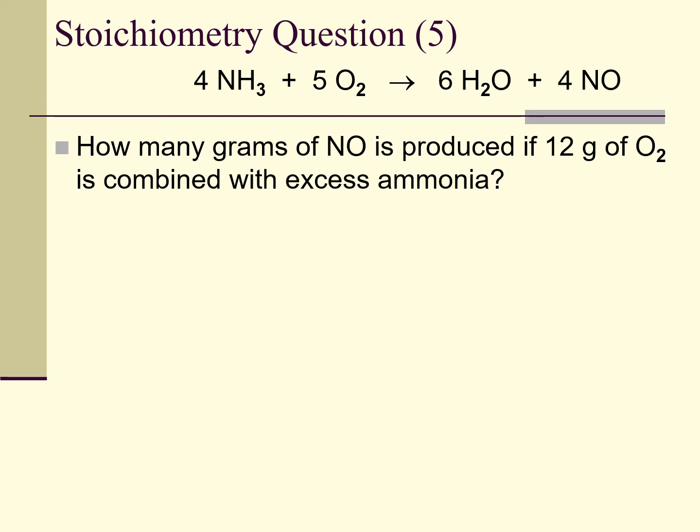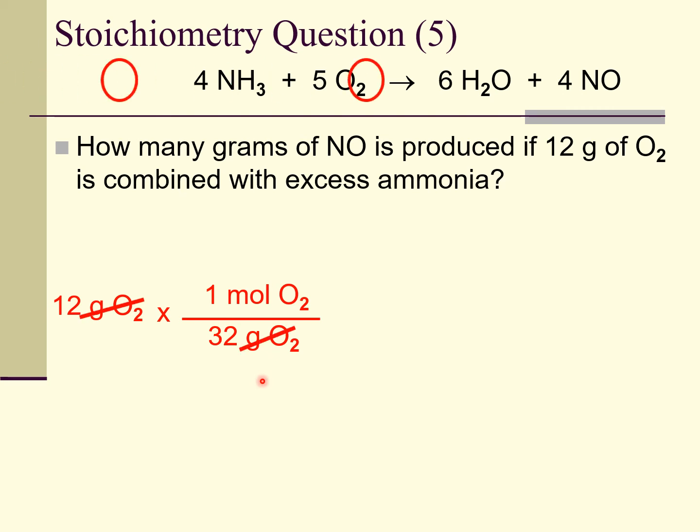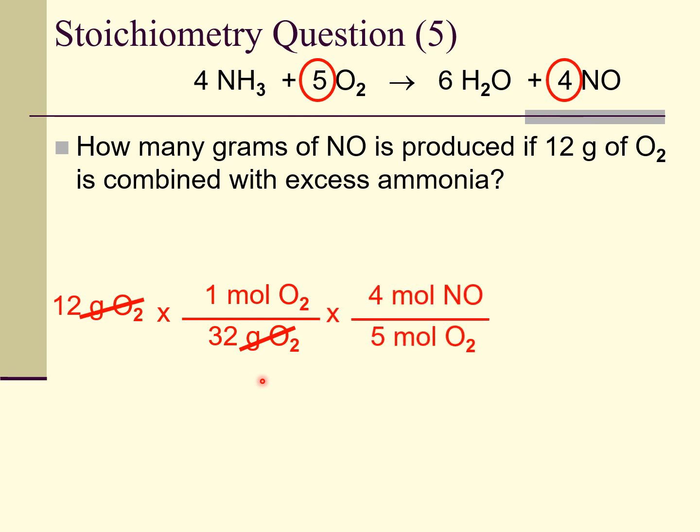Okay, situation number 5. How many grams of nitric oxide is produced if 12 grams of oxygen is combined with excess ammonia? So between oxygen and nitric oxide. 12 grams of oxygen. Conversion. Okay, since this is grams, you need to convert it to mole first. Okay, so magiging mole yan. Maka-cancel out ang grams.